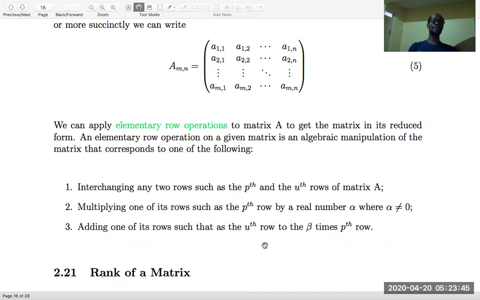These are important because when you're doing the simplex method, you'll see that sometimes we will actually swap rows because it makes solving our problem quicker. Remember, you're formulating an algorithm which runs like a search function to find the most optimal feasible solution, right? Three, adding one of its rows, such as the u row, to beta times another row. So we will see this later.